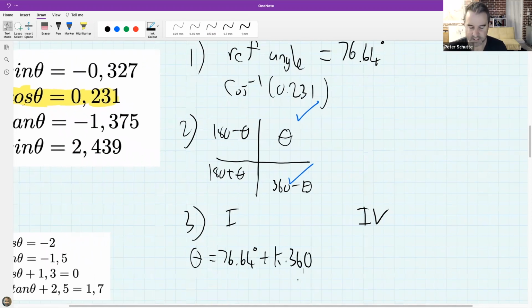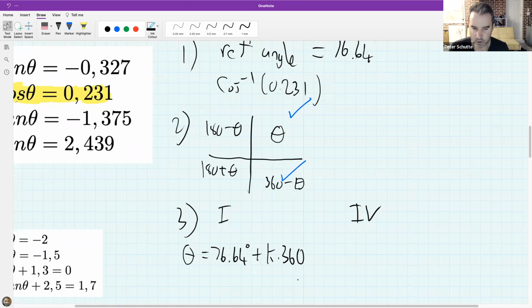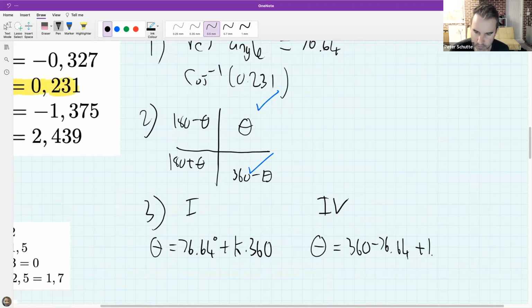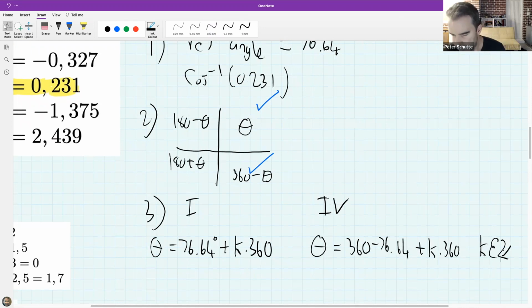Now, k times 360 is just like the 360 that I was adding earlier on. I'll talk more about this in the next lesson, but basically the solutions repeat themselves every 360. Then that's the solution in quadrant 1. The solution in quadrant 4 is going to be theta is 360 minus 76.64 plus k times 360. And then there's this funny thing that your teacher possibly wrote where it says k is an element of the integers.